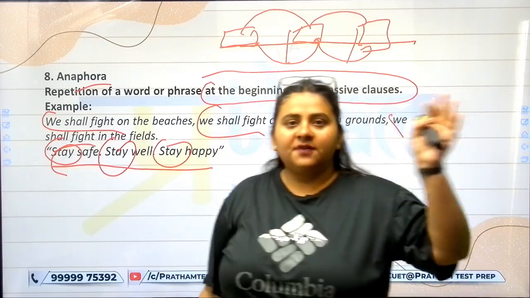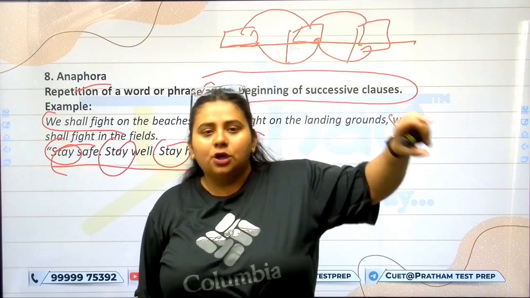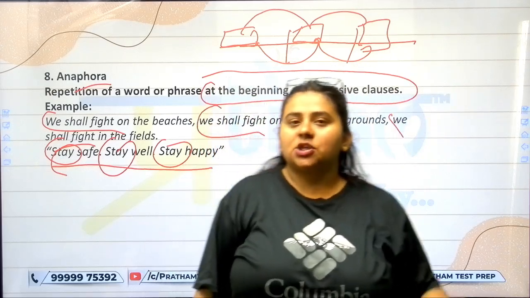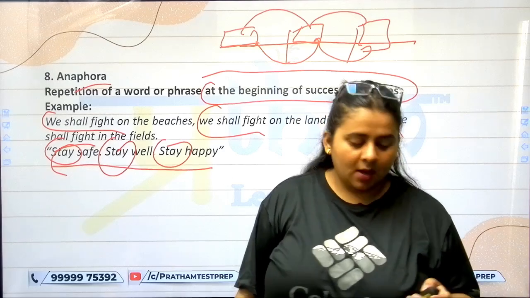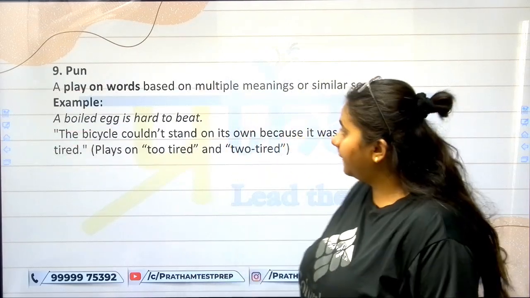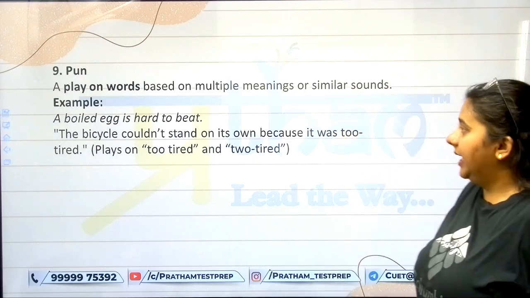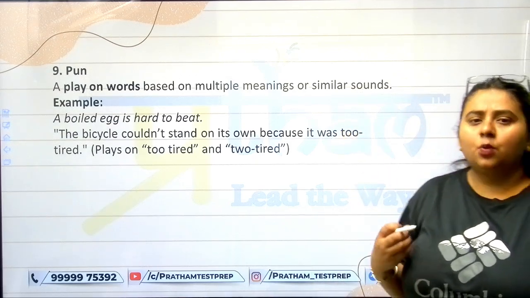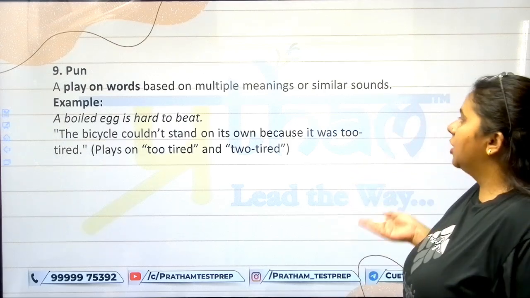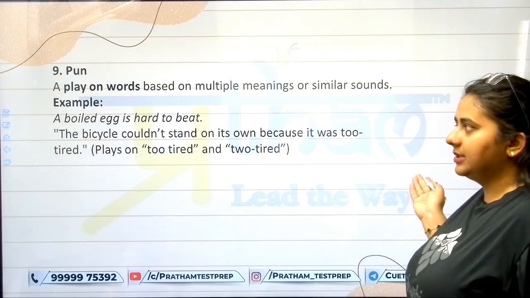When, at the starting of a sentence, there's a clause or a phrase which is repeated multiple times, it becomes a case of what? Anaphora for us. Now, similarly comes the example of your pun. A pun is basically a kind of word play: a play on words based on multiple meanings or similar sounds.